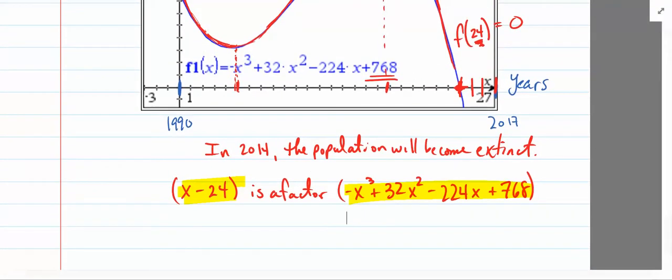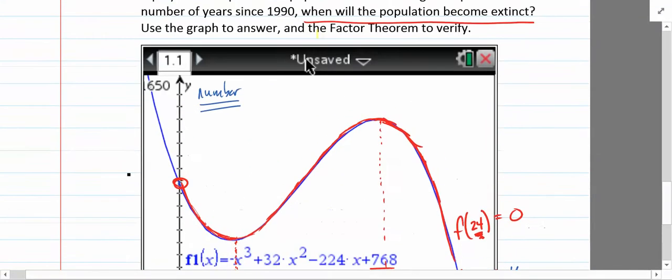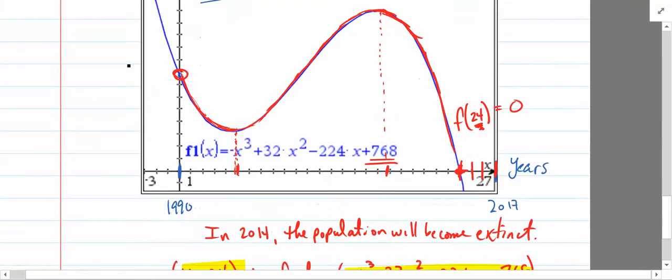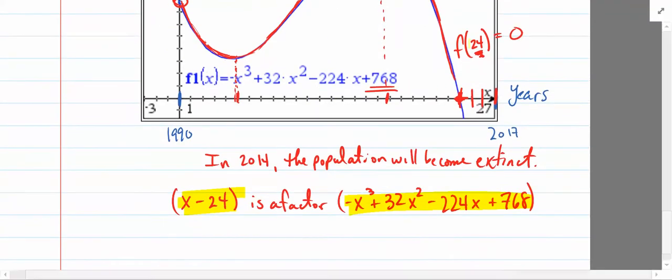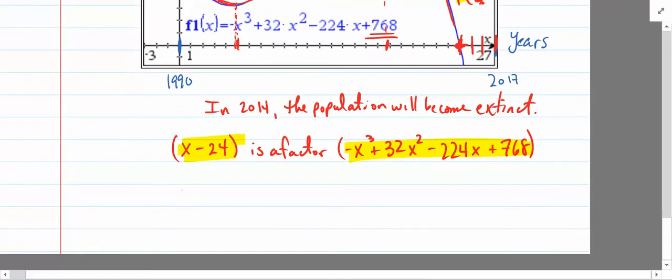Now, to really answer this question, or to really use the factor theorem to verify, what we would want to do is show the math behind this calculation. So I'll set this up, but you can finish that on your own by using the graphing calculator to verify.